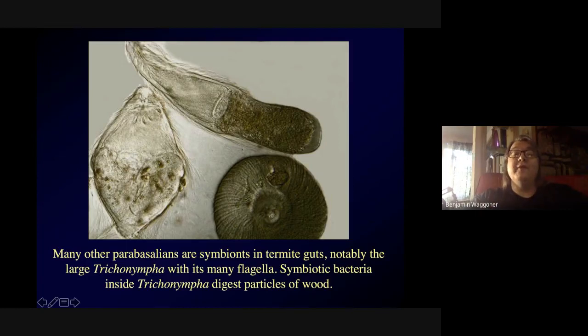In one of them, the one on the left and lower down, the nucleus is in the middle of the cell, and back of the nucleus, posterior to it, you can see wood particles that have been taken up by the cell, where they're getting broken down by symbiotic bacteria inside the Trichonympha, inside the termite. So we've got a nice case of Russian doll symbiosis here.